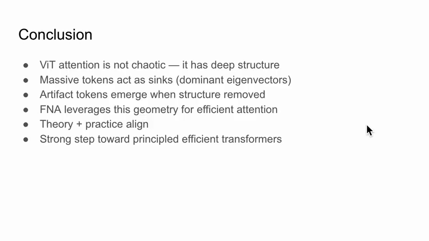To wrap up, this paper reveals that ViT attention is not random. It is a deep spectral structure controlled by massive tokens. Artifact tokens appear when you disturb the structure. Based on the insight, the authors built an efficient and accurate approximation called Fast Nystrom Attention. It has both theoretical motivation and strong empirical performance. It is a great example of theory and engineering meeting in the right place.